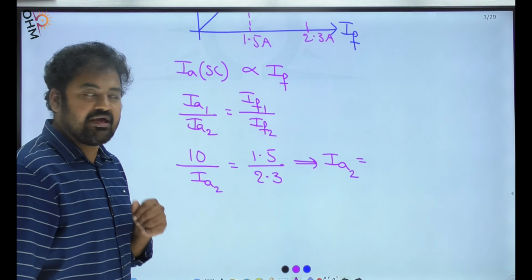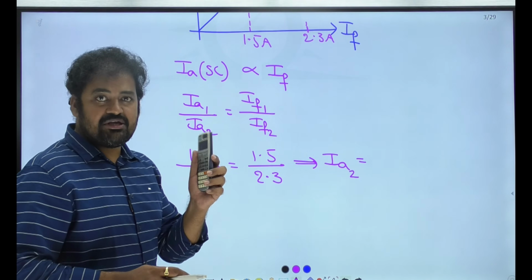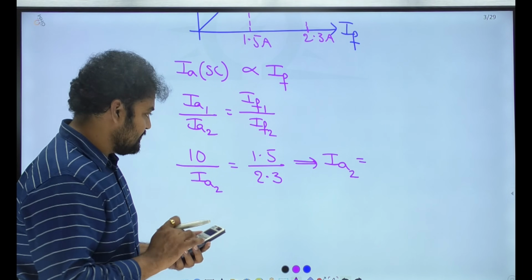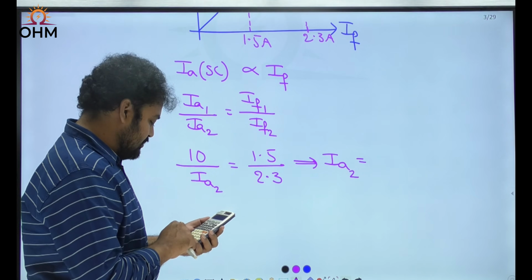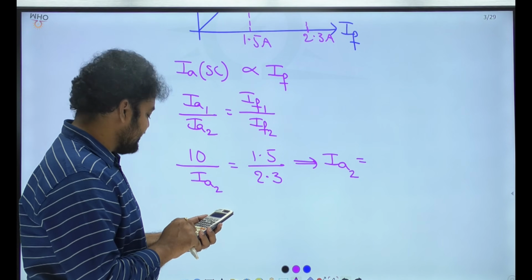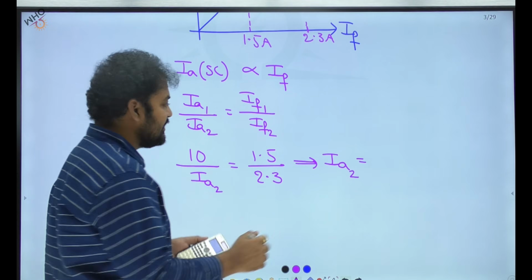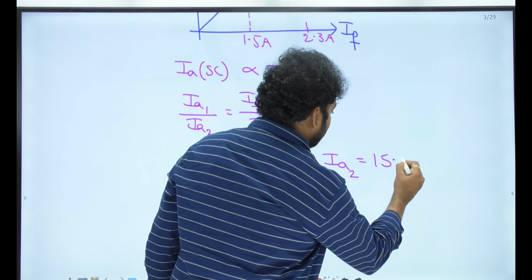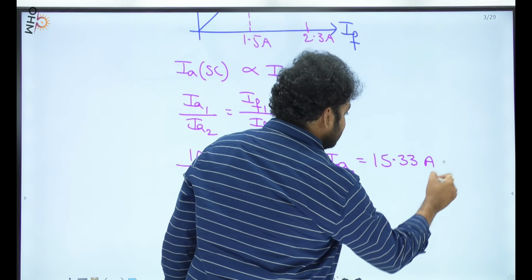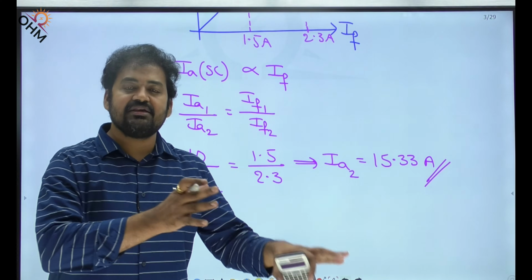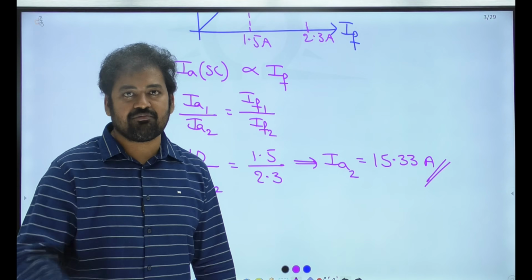You must use a calculator. I am using a normal calculator, but you have to use the GATE calculator only. If I calculate 2.3 divided by 1.5 times 10, I get 15.33 amperes. This is the value of the short circuited armature current when the field current is increased to 2.3 ampere.